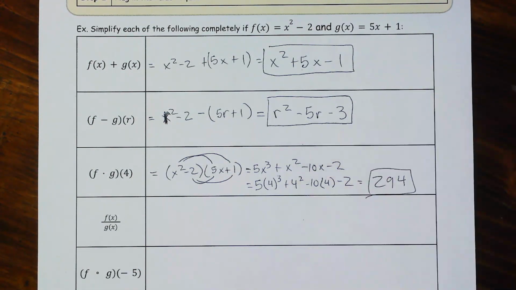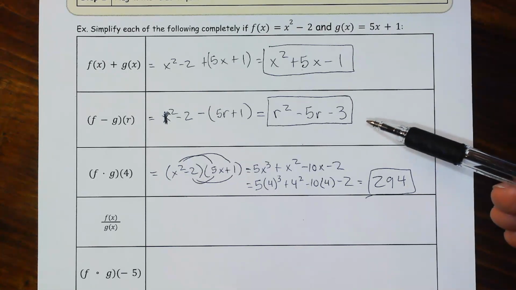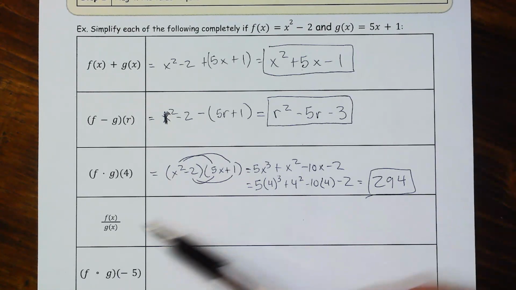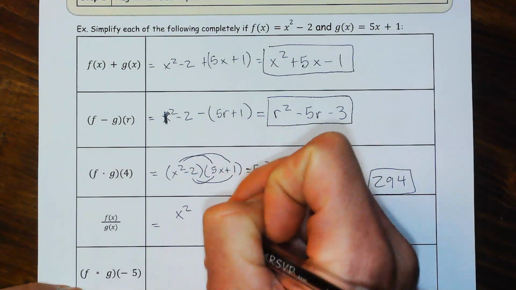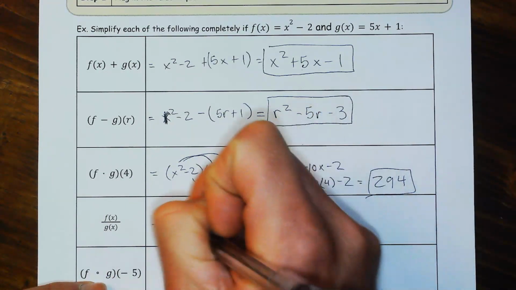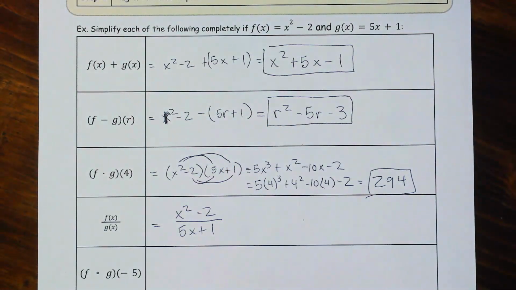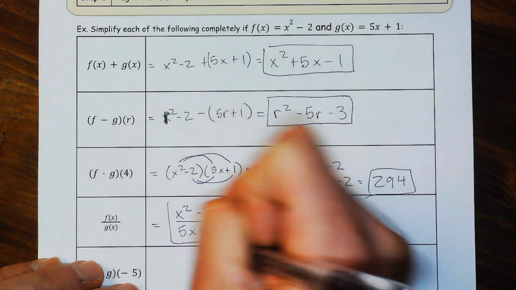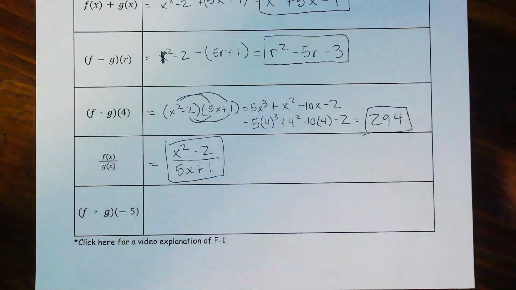So this one has a numerical answer. The first one has an answer in terms of x, a symbolic answer in terms of x. Second one has a symbolic answer in terms of r. This division one, division always looks scary, but then there's just nothing much you can do. So f of x divided by g of x, I'm not replacing my x's with anything. So that's x squared minus 2 divided by 5x plus 1. And there's nothing really I can do there, so that is my final answer. It's symbolic, and it is in terms of x's.